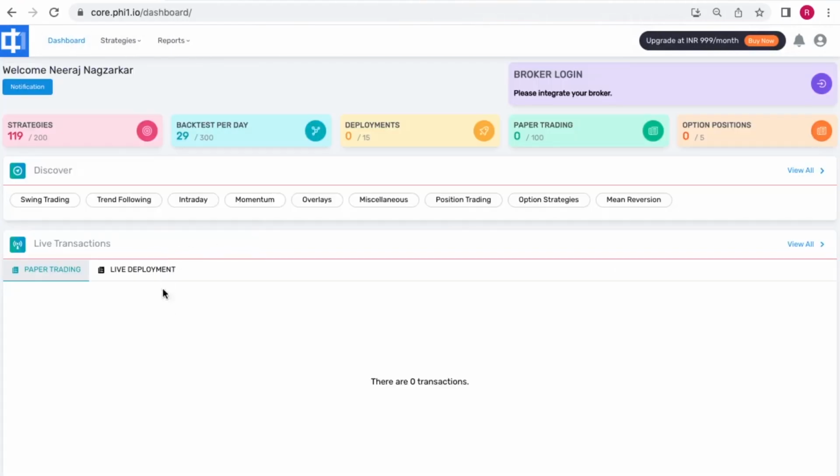Now when you go to our dashboard, you'll find a discover section here which has a lot of ready-made templates for strategies which you're free to edit with respect to parameters, values, indicators, the values of indicators, etc.